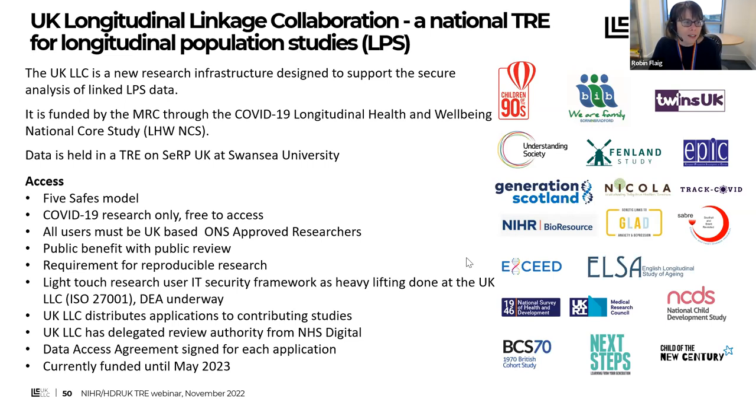In order to access the data from these studies and also link data, which I'll get into on the next slide, we use a five safes model. Currently, we're only allowed to allow access for COVID research, but it is free. All users must be UK-based and ONS approved. And we have public benefit assessments with public review. And each study approves the release of their own data. So it takes about 6 weeks from application submission to approval. And that's because for each study you apply for, their access committee also has to review the application and approve the release of the research.